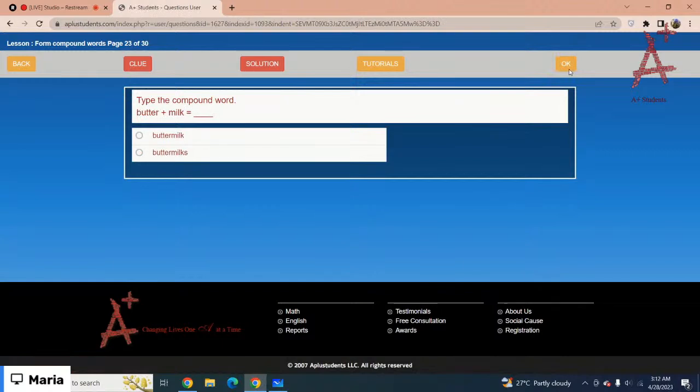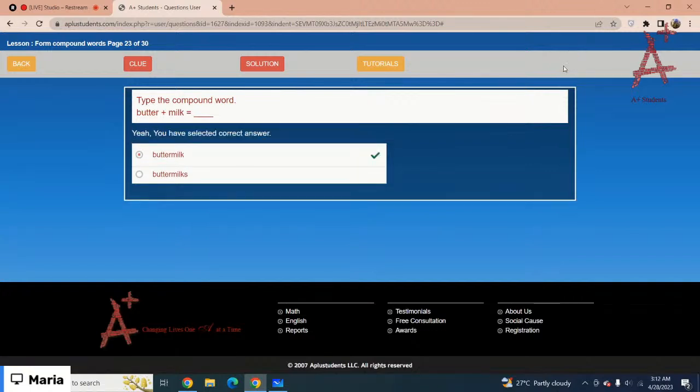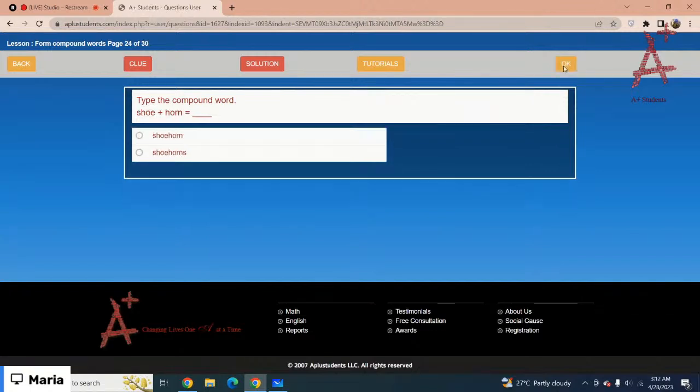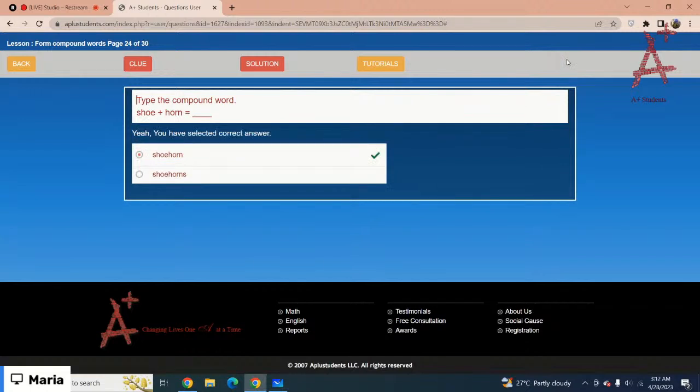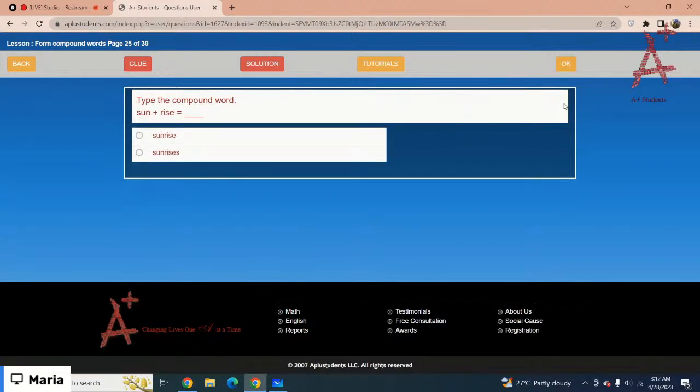Okay, butter plus milk. So together they make buttermilk, that is option number one. Shoe plus horn. So together they make shoe horn. Option number one is the correct option. Sun plus rise. So which is the correct option? Yes, it would be sunrise.